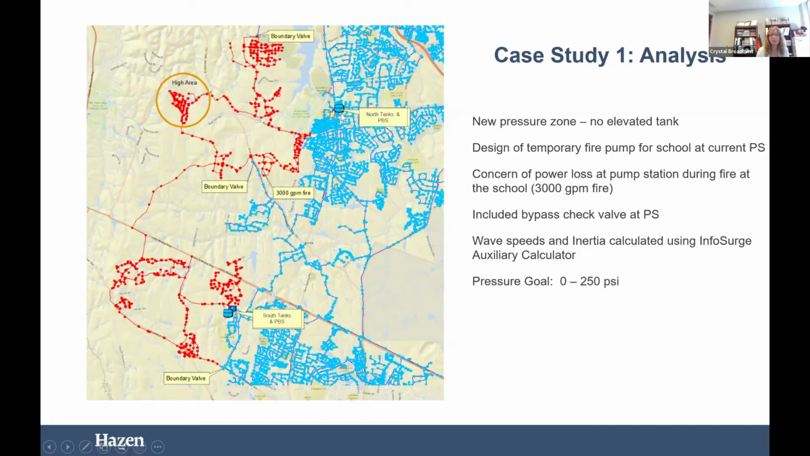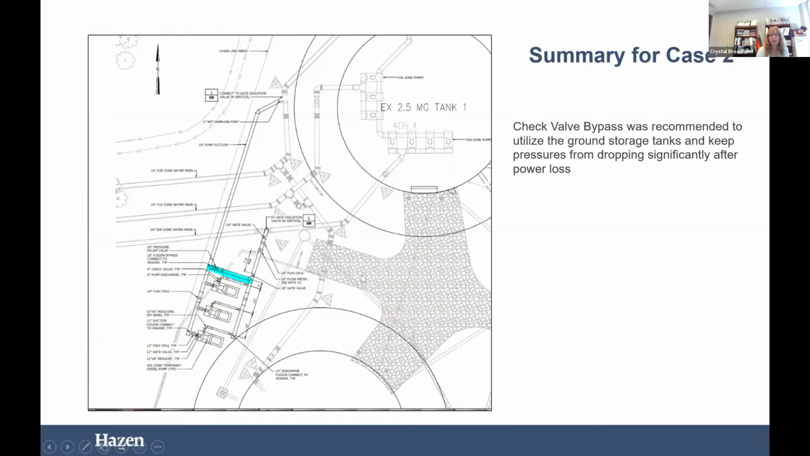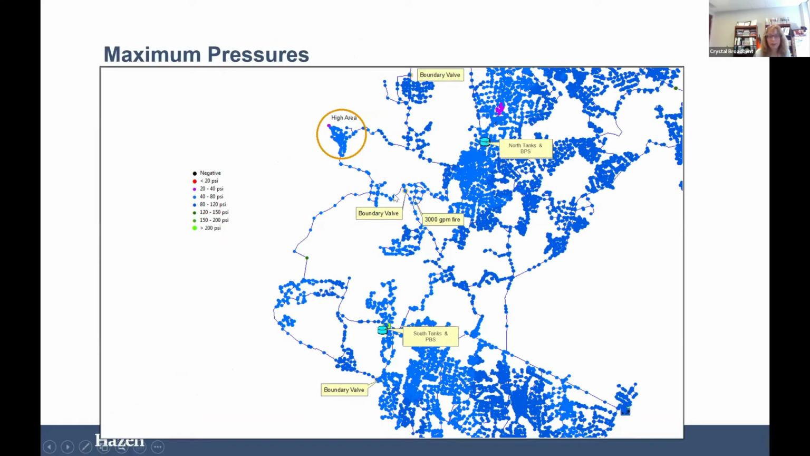But because we do have a tank next to our new proposed fire pump, we used that idea of a bypass check valve again so that we can move water from the 2.5 million gallon tank into the new zone if there was a power loss of the fire pumps. So this is also the imagery that you can get out of InfoSurge. You can color code your maximum and your minimum pressures. So this is the results with that bypass.